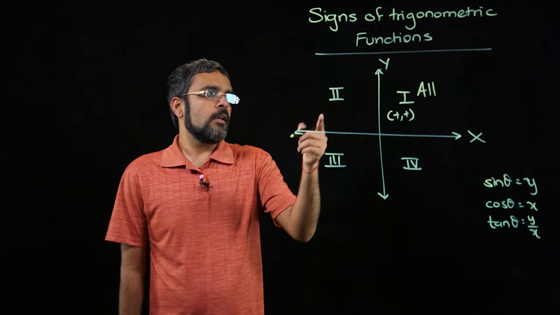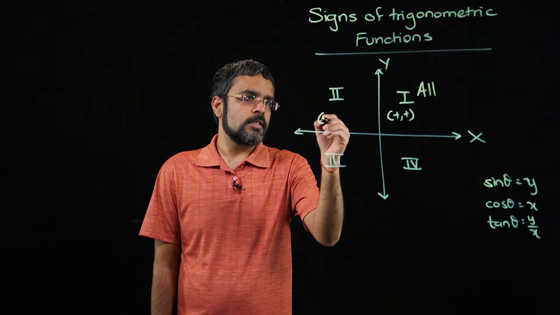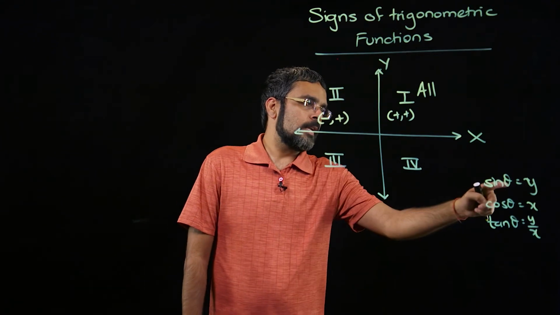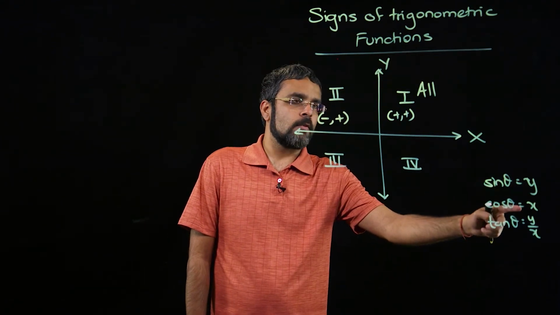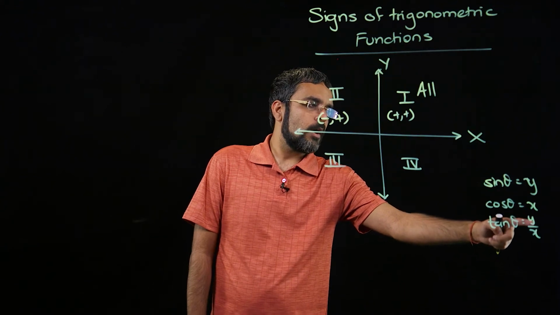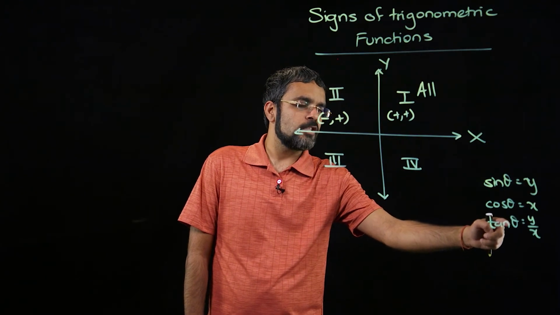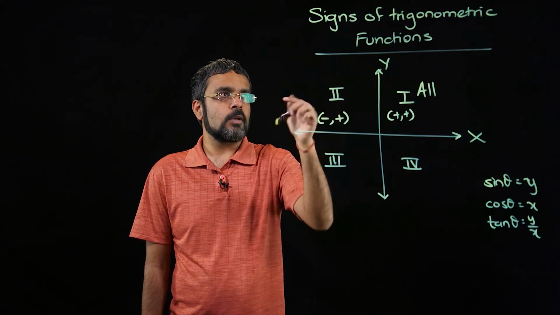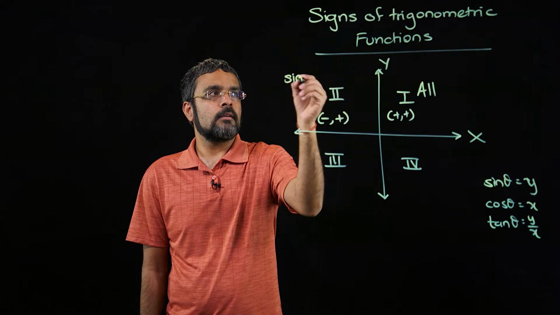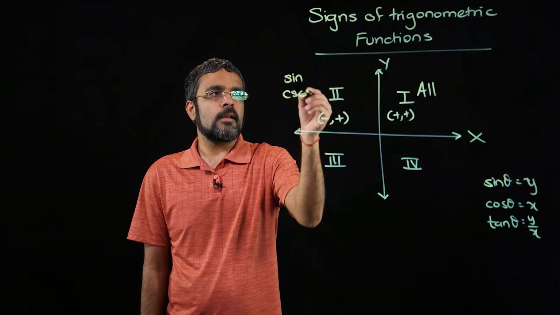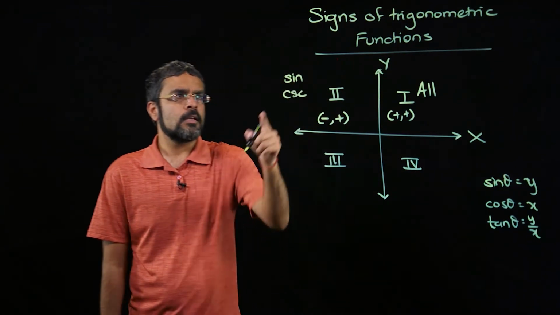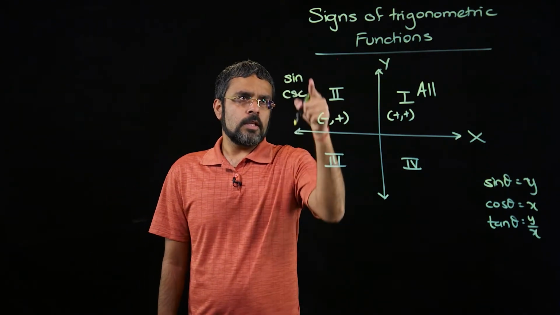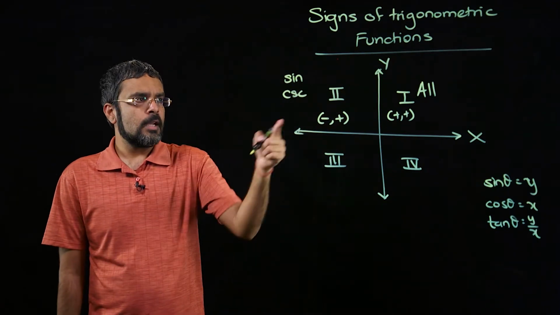Okay? Then, look at the second quadrant. Our x value is negative, and y value is still positive, which means sine is going to be positive, but cosine will become negative. Now, if y is positive and x is negative, then tangent will also become negative. So the only functions that are positive in the second quadrant are sine theta and cosecant theta. Okay, because cosecant is really nothing but 1 over sine. So those are the only 2 functions that are going to be positive in the second quadrant.